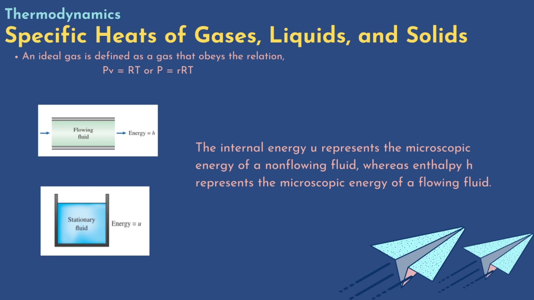Many known gases, such as air, nitrogen, oxygen, hydrogen, helium, argon, neon, and krypton, and even heavier gases, such as carbon dioxide, can be handled as ideal gases with low inaccuracy in the range of practical concern, often less than 1%. Dense gases like water vapor in steam power plants and refrigerant vapor in refrigerators, on the other hand, should not necessarily be classified as ideal gases because they are usually near saturation. The internal energy U represents the microscopic energy of a non-flowing fluid, whereas enthalpy H represents the microscopic energy of a flowing fluid.